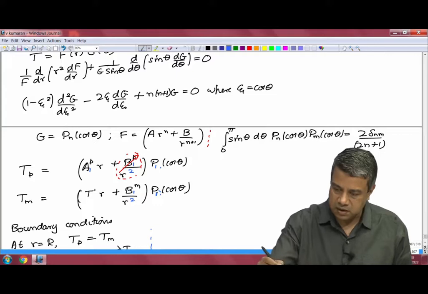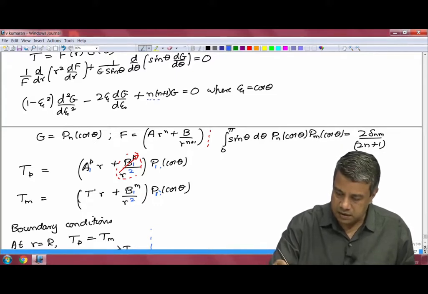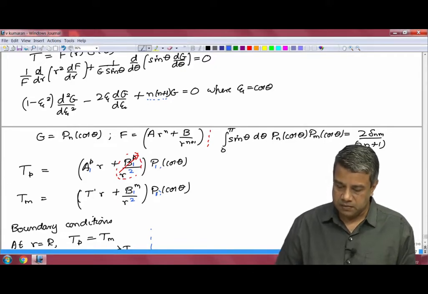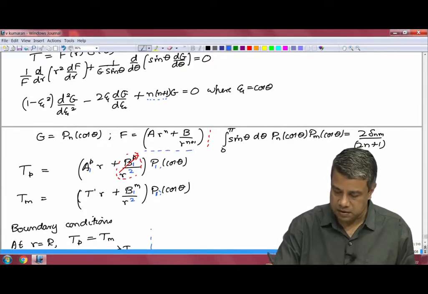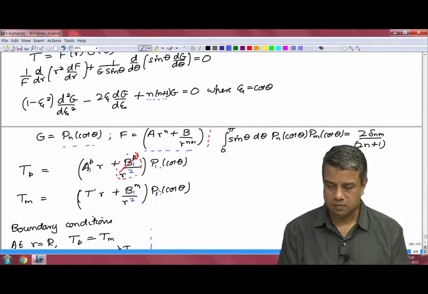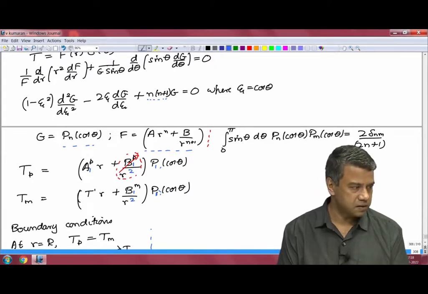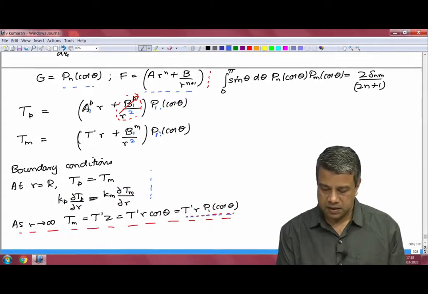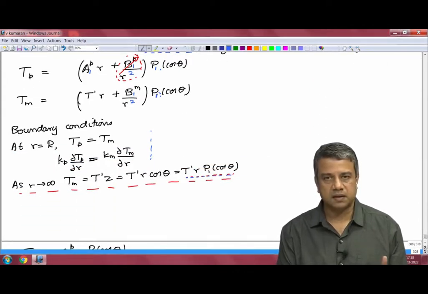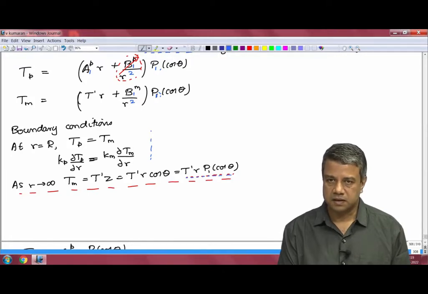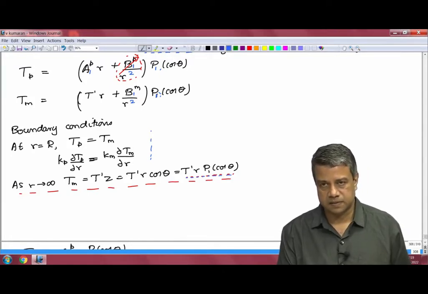We had shown that the eigenvalue in the theta direction has to be n into n plus 1. And from that we had got the temperature dependence on r and theta as A into r power n plus B by r power n plus 1, times Pn of cos theta. Boundary conditions at the surface were homogeneous. They did not introduce any forcing. They just relate the temperature in the particle and matrix at the interface and the flux in the particle and the matrix at the interface.